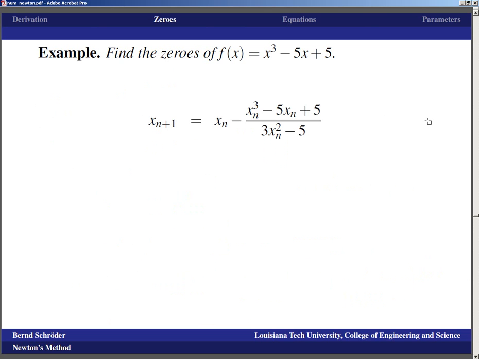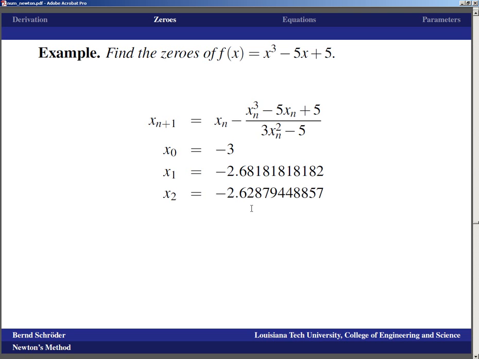And so what we get from this recursion is x0 is negative 3, x1 is negative 2.68181818, and that should also be a 18, that's just rounded, right? Then we get negative 2.62879 and then some. Then we get negative 2.6273 and then some.